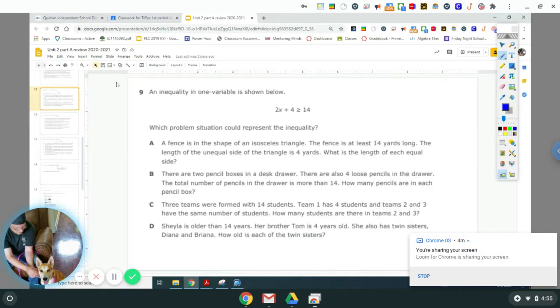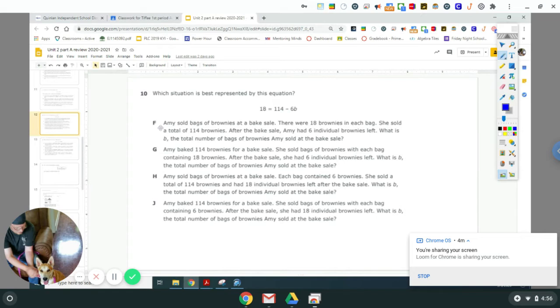All right, number 9, an inequality in one variable is shown below. Which one matches this representation? So the answer to number 9 is A. A fence is in the shape of an isosceles triangle. So an isosceles triangle means it has 2 equal sides. The fence is at least 14 yards, so that's the correct sign. The length of the unequal side of the triangle is 4 yards. So the 2 of the same sides plus the additional 4 yards has to be at least 14 yards. So it matches.